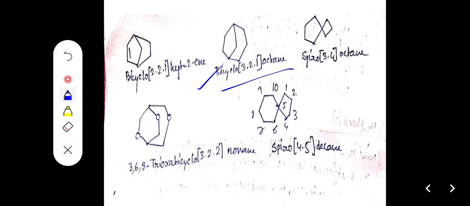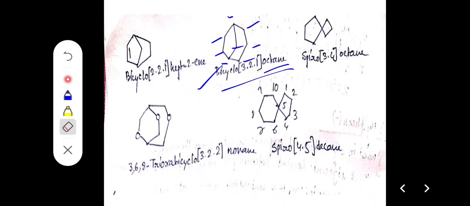Next one, bicyclo[3,2,1]octane. If we count the number of carbon atoms, 1, 2, 3, 4, 5, 6, 7 and 8, we get octane. This is a bicyclo compound because two rings are fused to each other and there are carbon atoms in common, so it fulfills the criteria of a bicyclic compound. So we can say bicyclo octane.